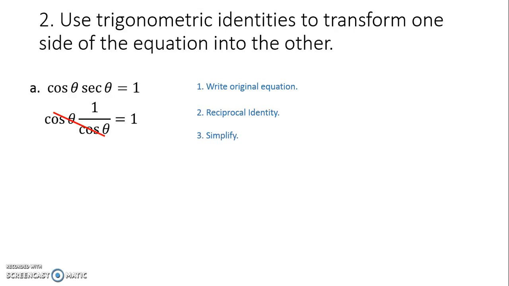And all that's left on the left side is 1, all that's left on the right side is 1. Both sides of the equation are the exact same. That's how I know I'm done. That's called verifying.